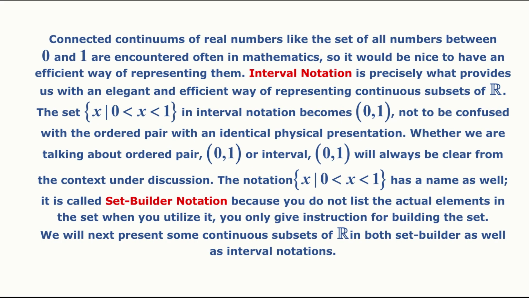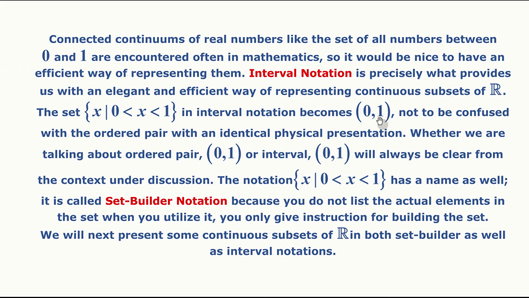So these connected continuums of real numbers, like the set of all real numbers between 0 and 1, are encountered often in mathematics. So it'd be nice to have an efficient way of representing them. Interval notation is exactly what provides us with that elegant and efficient way of representing continuous subsets of R. So the set which says all real numbers such that x is between 0 and 1, in interval notation just becomes this. See, this is exactly the same as this, but in a much more compact kind of notation.